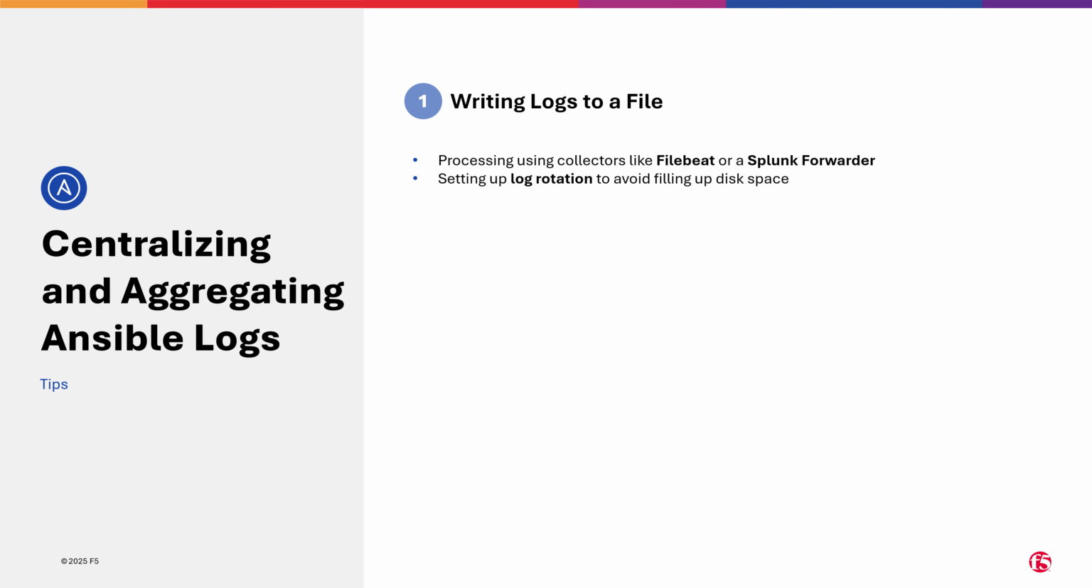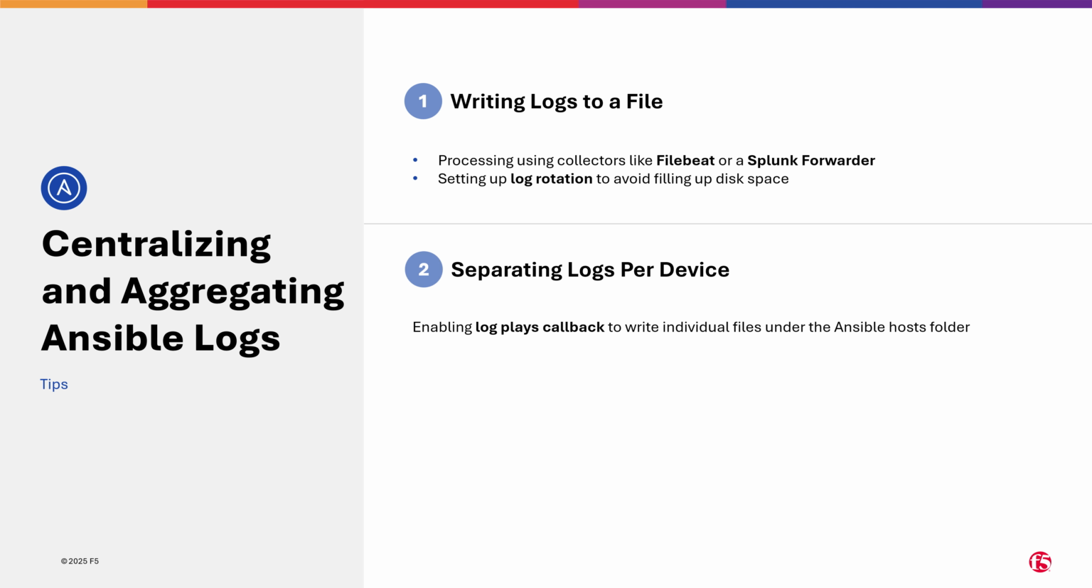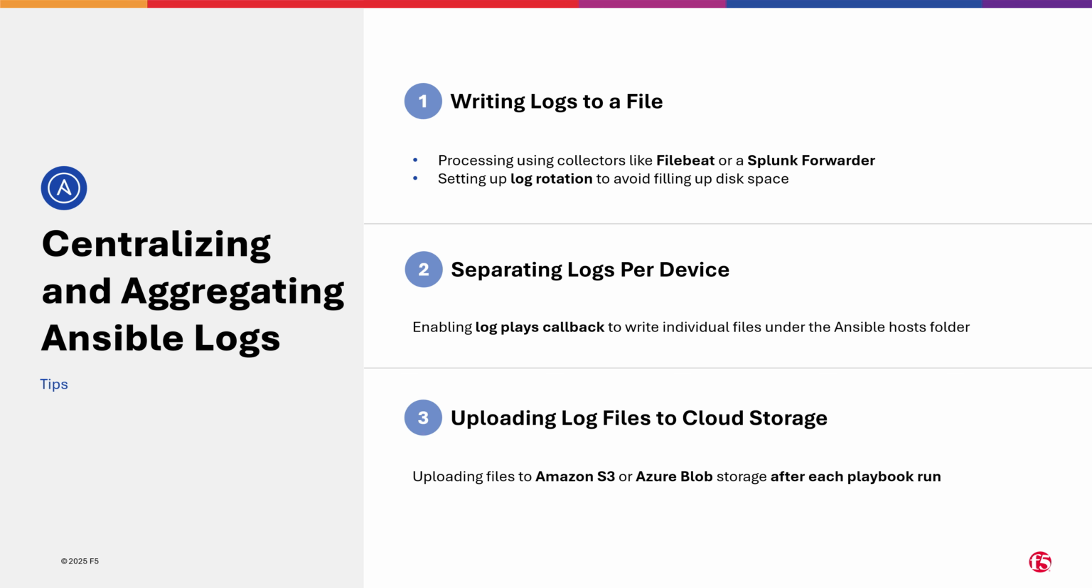If we write logs to a file, we can process it using collectors like Filebeat or a Splunk forwarder. Don't forget to set up log rotation to avoid filling up disk space. For separate logs per device, enable the log plays callback. It writes individual files under the Ansible hosts folder, which is useful for managing many F5 BIG-IP systems. It is also possible to upload log files to cloud storage like Amazon S3 or Azure Blob Storage after each playbook run.